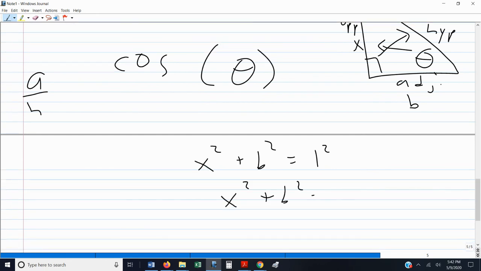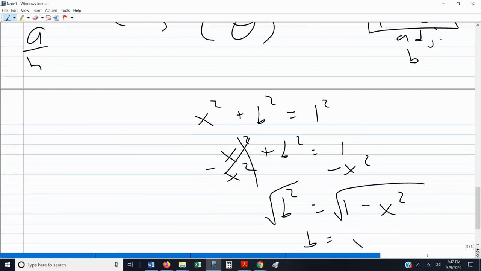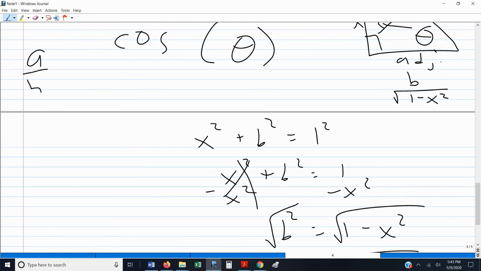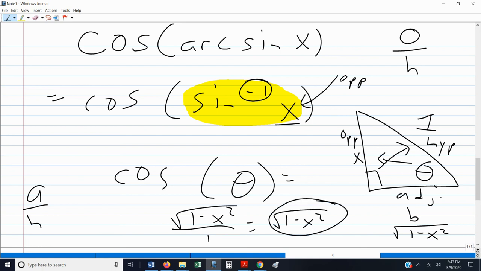1 squared is just 1. So I'm going to move the x squared over. We have b squared equals 1 minus x squared, and then your last step is to take the square root. So b, that adjacent side, is the square root of 1 minus x squared. So I'm going to write that up here, 1 minus x squared. And then we are ready to answer that question. The cosine of theta is adjacent, which is the square root of 1 minus x squared, over hypotenuse, which is 1. So I'll just write it as the square root of 1 minus x squared.